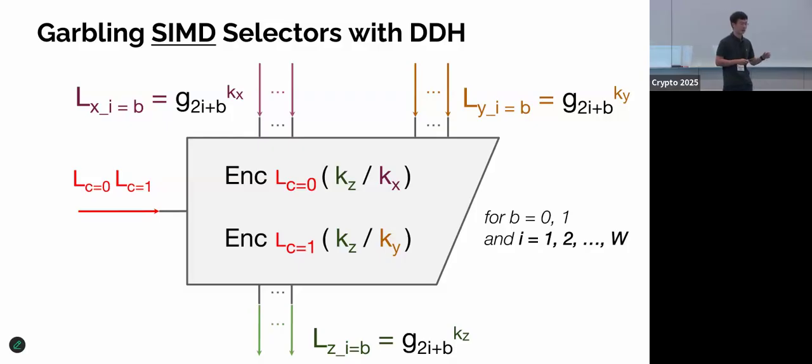So now we assume there is a group of W wires, and we will use g_2i and g_2i+1 as the base for the i-th offset in each word. And we will use the same KX here for all the wires in a single memory word. So the evaluator can still get the labels for every wire in this ZI from the label of XI.